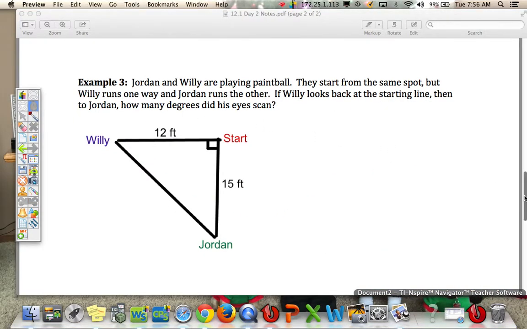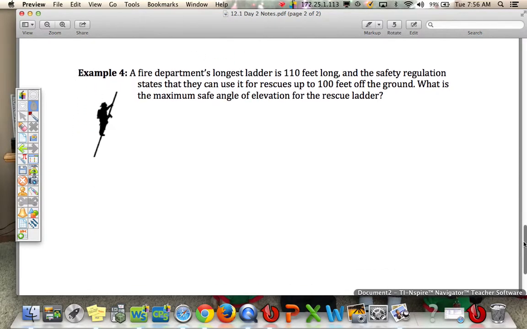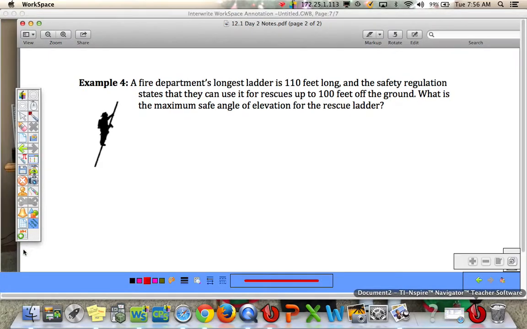One last example, and you'll practice solving for sides and angles on your own. A fire department's longest ladder is 110 feet long, and the safety regulation states they can use it for rescues up to 100 feet off the ground. What is the maximum safe angle of elevation for the rescue ladder? Okay, so let's turn this into our picture here. We'll make this into our triangle. Okay, so here is our angle. I'll call it theta. And the ladder's 110 feet long, and it can go up the wall 100.